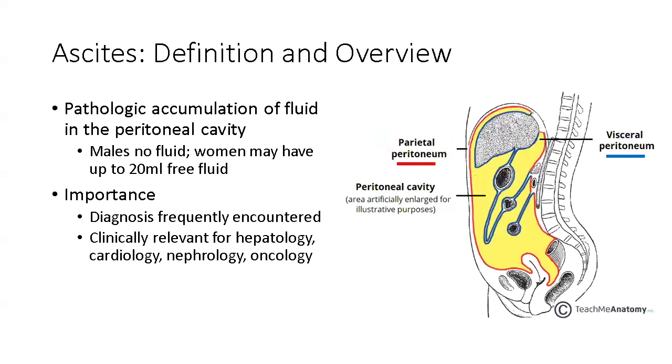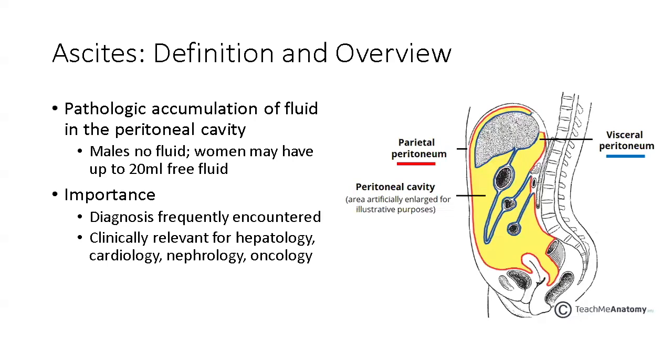As far as definition, what is ascites? Ascites is the pathologic accumulation of fluid in the peritoneal cavity. So you have your peritoneal cavity. This is the visceral peritoneum. The peritoneum in the blue is what lines your organs. The parietal peritoneum is the red, the outer part that lines the body wall. This is exaggerated just to show where ascites can accumulate. Normally this is really collapsed and right on top of the organs.